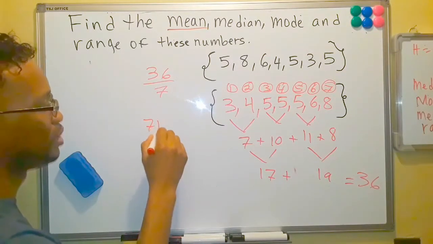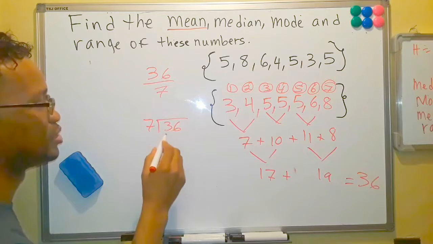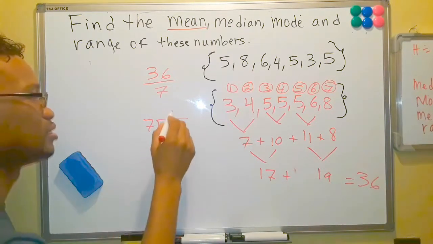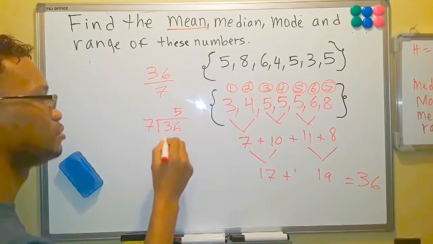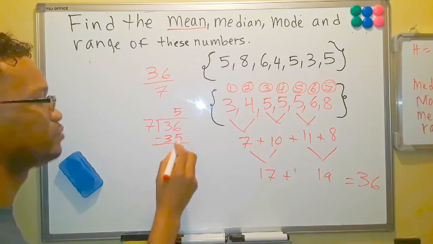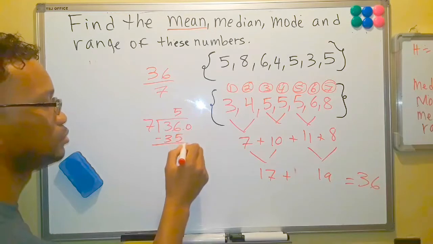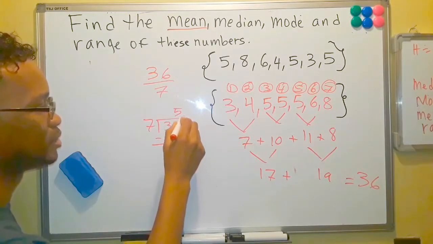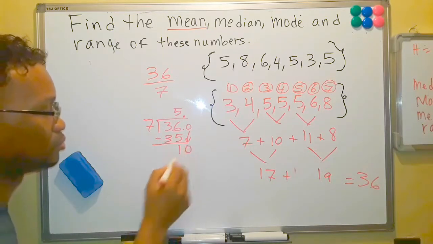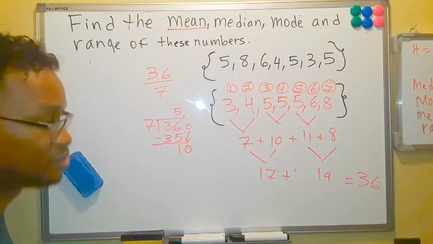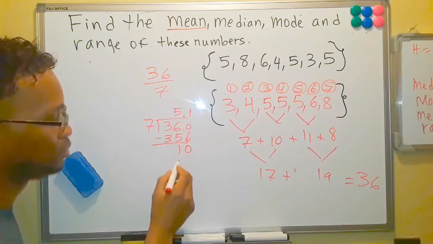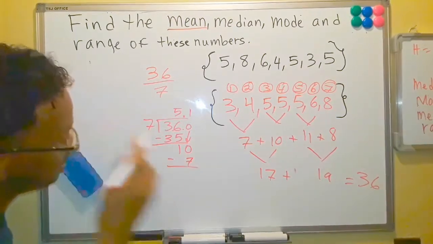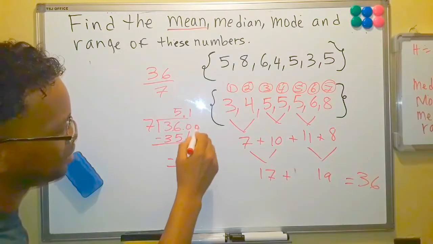So when I divide it, 36 divided by 7, 7 could go into 36 5 times, because 7 times 5 equals 35. It gives me a 1. I put a decimal place here, bring down a 0, and 7 goes into 10 only 1 time. So it gives me 3, and the cycle keeps continuing.